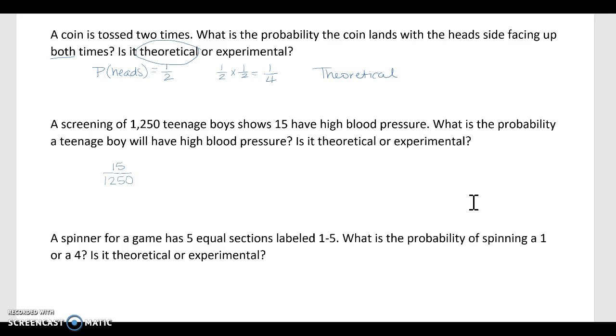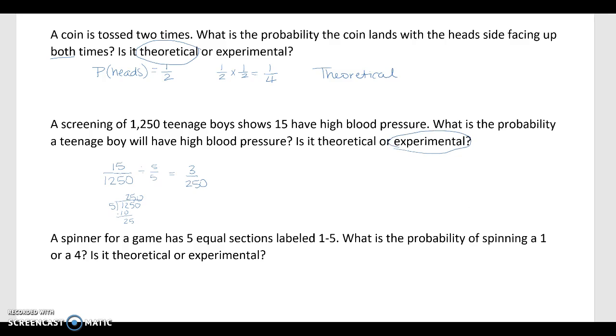So, but first we need to simplify. So I can divide both these numbers by 5, and I know that because they end with a 5 and a 0. So it's 3 over 250. And I know that because I did 1250 divided by 5. All right, and this one is going to be experimental.